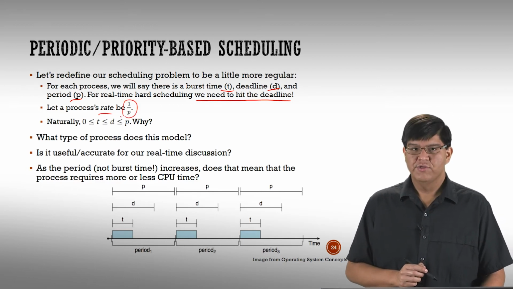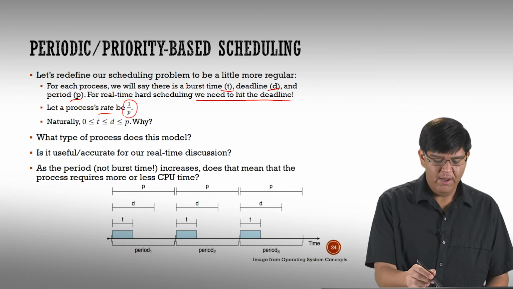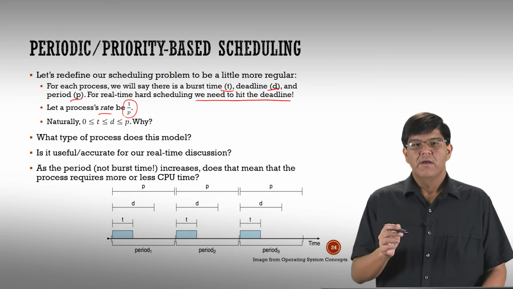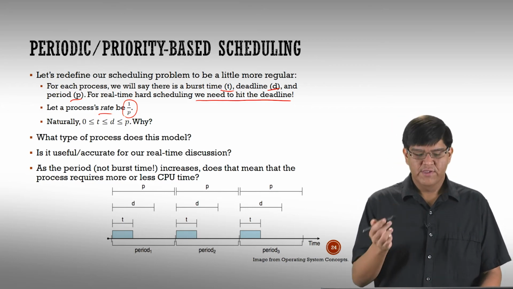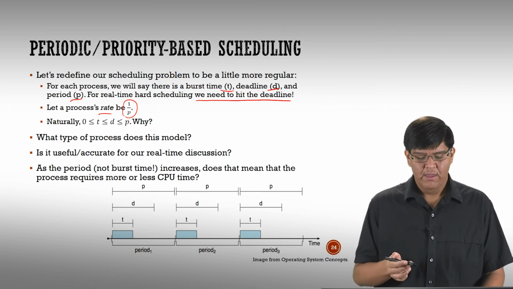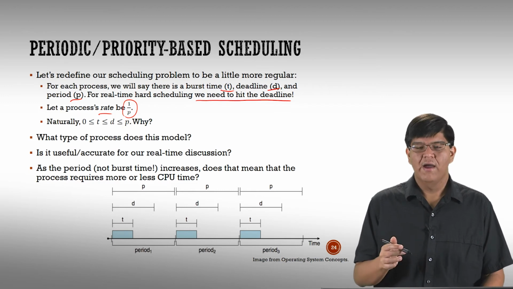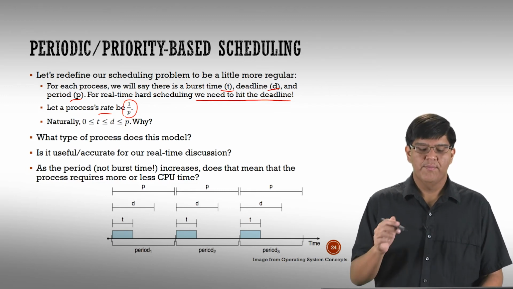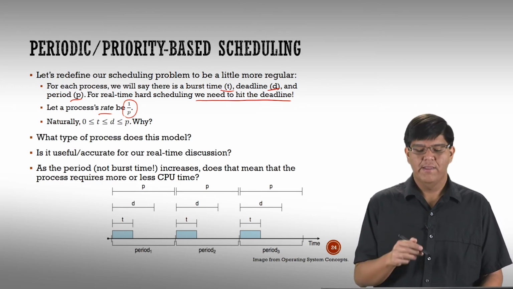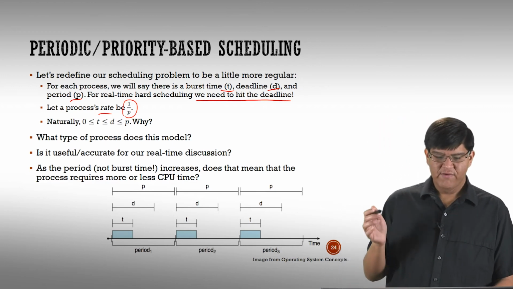Terminology. Last note here is that I have 0 < T < D < P. What that's saying is that my process burst time is greater than or equal to 0 and less than or equal to my deadline. My deadline is greater than or equal to my burst size, and less than or equal to my period length. My period length is greater than or equal to my deadline. So that's how these things are ordered, they're increasing there.